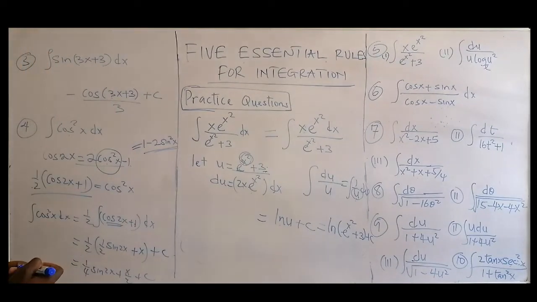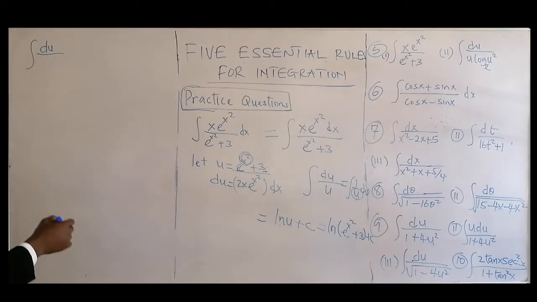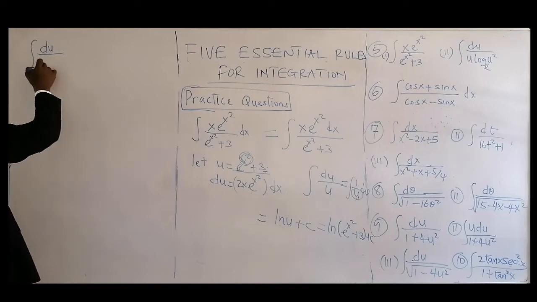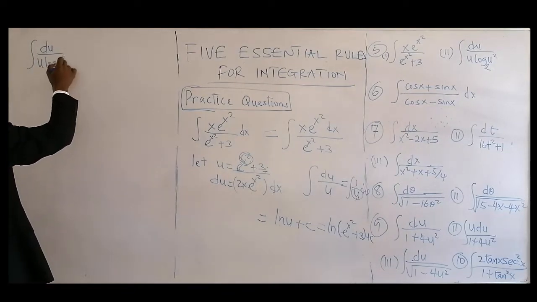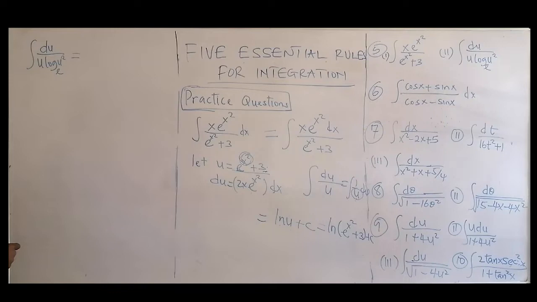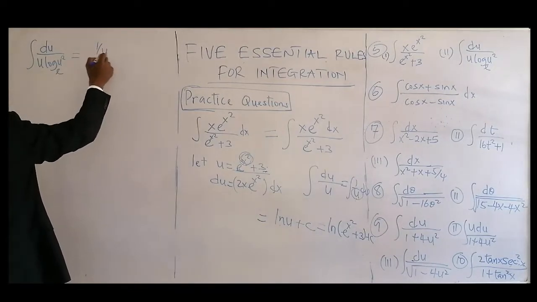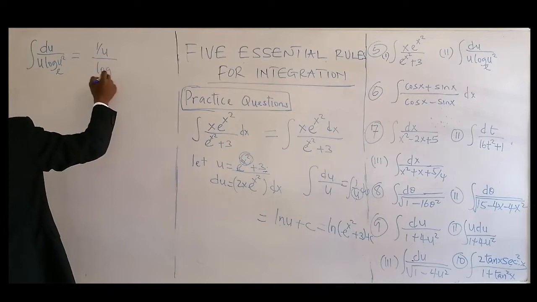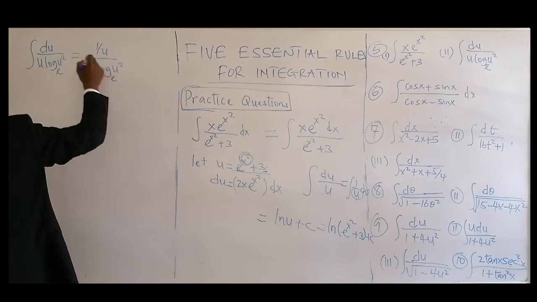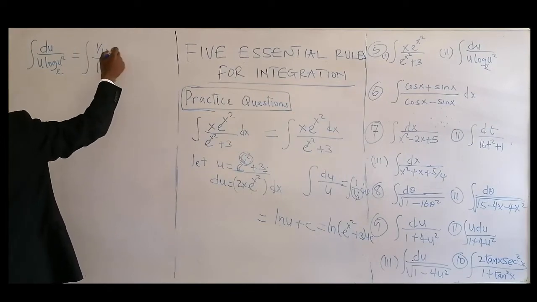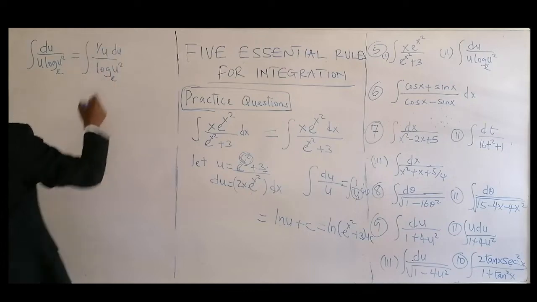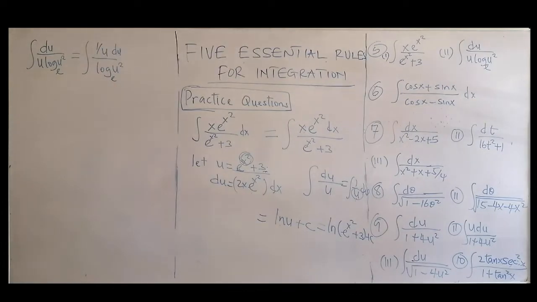And that will take us to the next question, 1 over u log u squared e. Okay, so this will be equal to 1 over u all over log u squared is e. If you like, you can put the u on the top. It's the same thing. We have not done anything. This and this are equal to each other. So you can bring this u up.